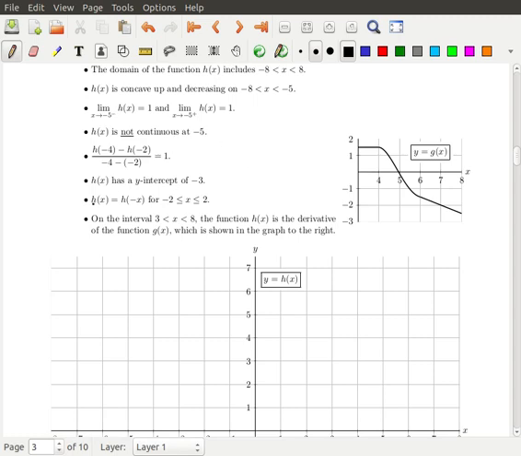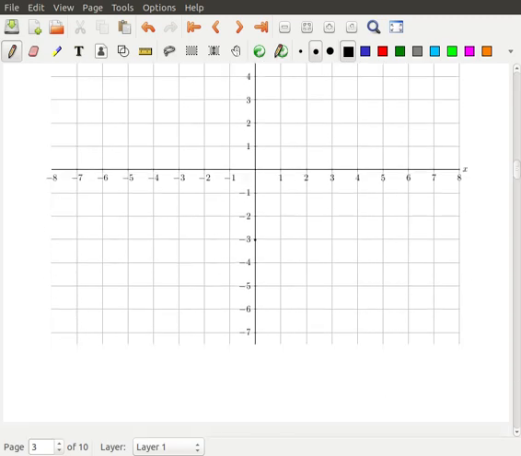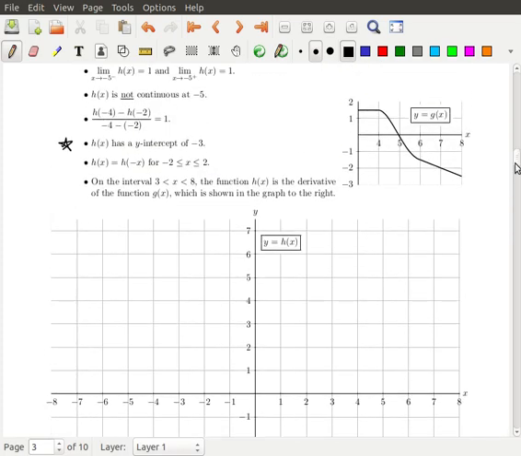Some other things, okay, so I like to quickly scan through and see if it gives us any hard and fast values of h of x. So here it says h of x has a y-intercept of -3. That means I'm going to put a point there at the y-intercept of -3. And that's just to get us those anchor points, things that we know have to happen.